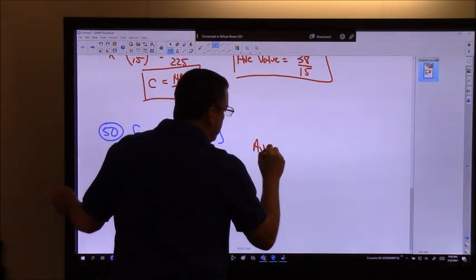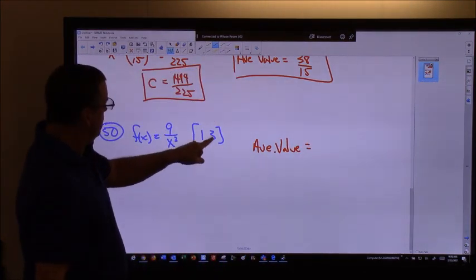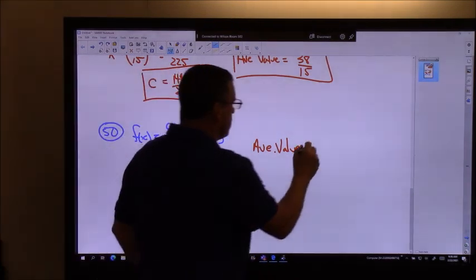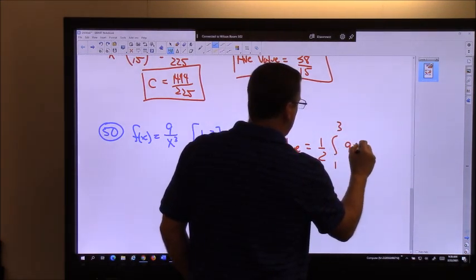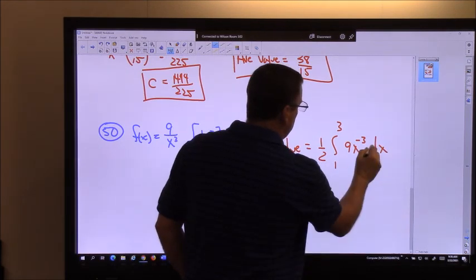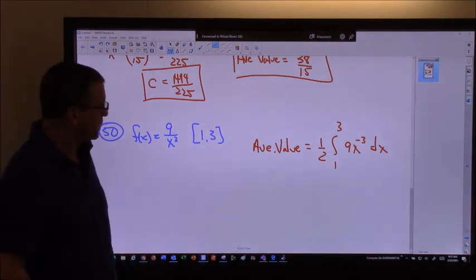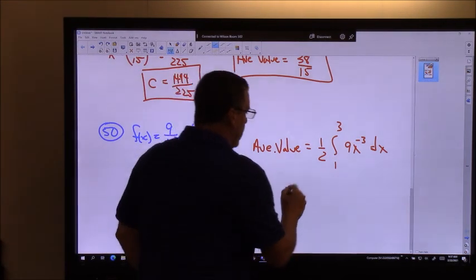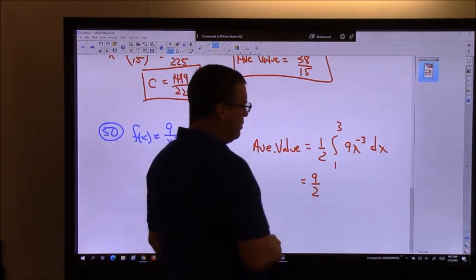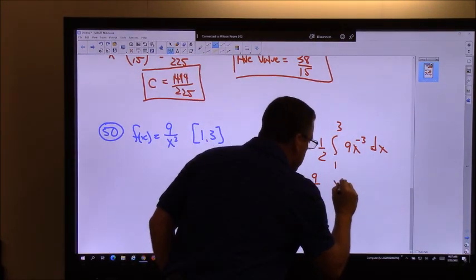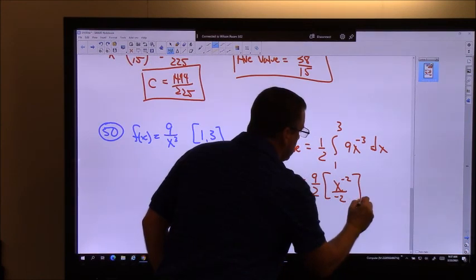Alright, so my average value, I want 1 over b minus a. So 3 minus 1 is 2, so that's going to be 1/2, the integral from 1 to 3 of 9x to the negative 3 dx. So you could move that 9 out right away if you want. It's a number. We can move numbers outside of an integral. I think I'm going to go ahead and do that. So I've got 9/2, and then when I integrate this, x to the negative 3, I'm going to add 1 to the exponent, so that becomes x to the negative 2. And I'll divide by that new exponent, and then evaluate this from 1 to 3.